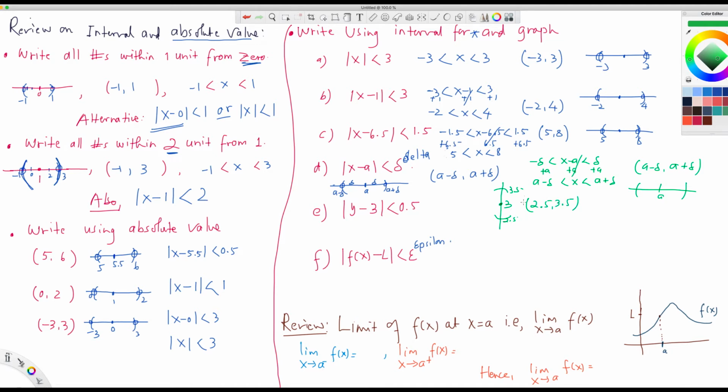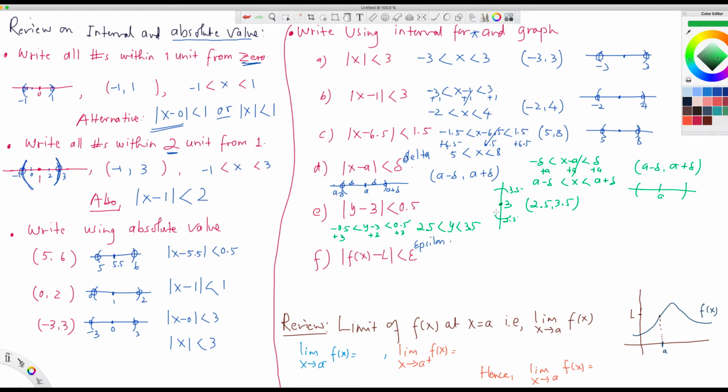You see that? And another way is you can do the math. You can do exactly the same way, because how do you write it: negative 0.5 is less than y minus 3 is less than 0.5, and then you add 3 on all sides. If you do that, on the left side you will get 2.5, right? 2.5 is less than y is less than 3.5. And then this is the graph, right? So this is the interval notation, this is the graph.